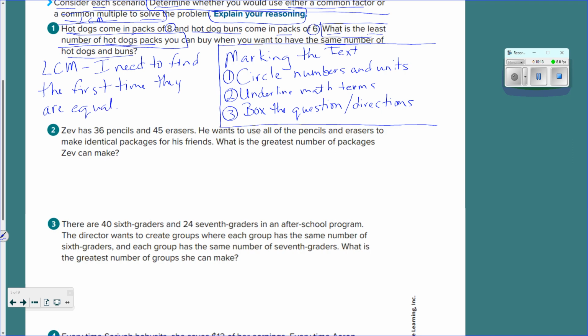Lev has 36 pencils and 25 erasers. He wants to use all of the pencils and erasers to make identical packages for a friend. What is the greatest number of packages that he can make? Am I breaking these down or am I moving them out? Get one in common. Okay? GCF. Why do you say GCF?